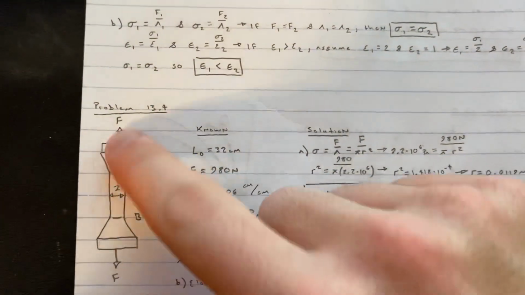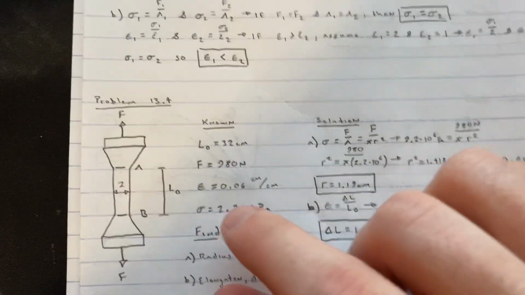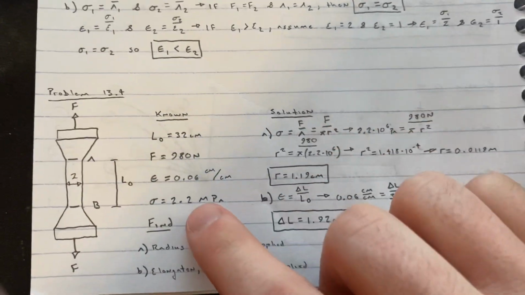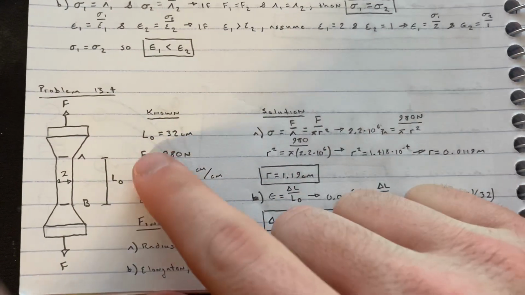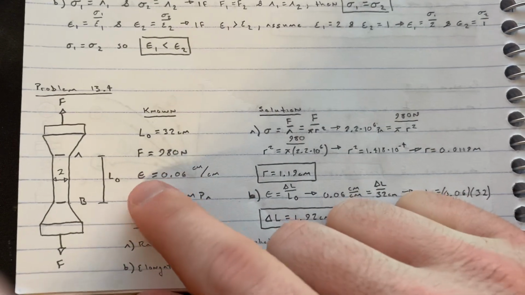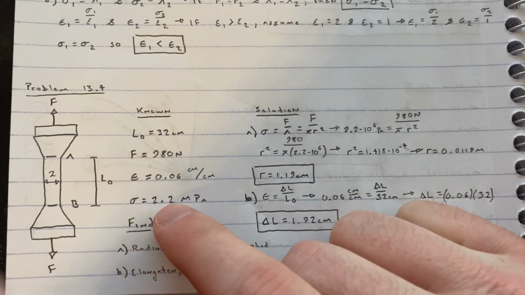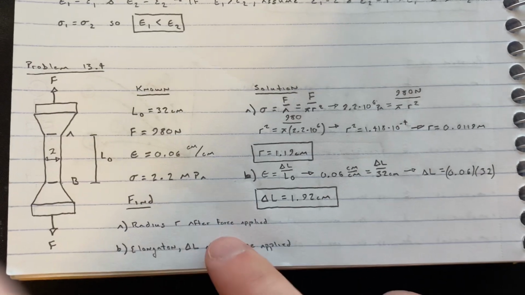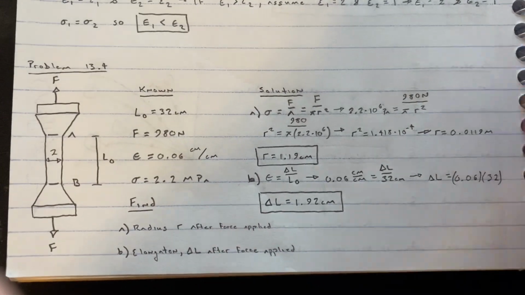So down here, we have the figure drawn out. We have the forces here and here, places A and B, and the initial length. So we know the initial length is 32 centimeters, force is 980 newtons, strain is 0.06, and stress is 2.2 megapascals. I have listed here what we need to find, and so here's the solution.